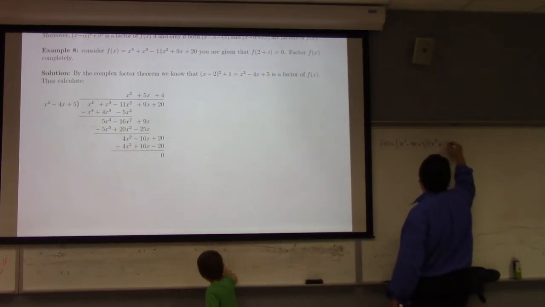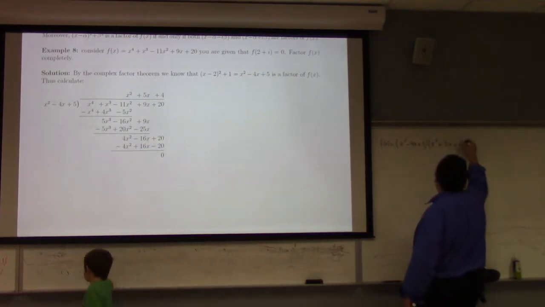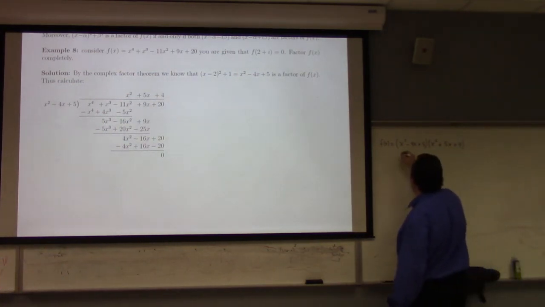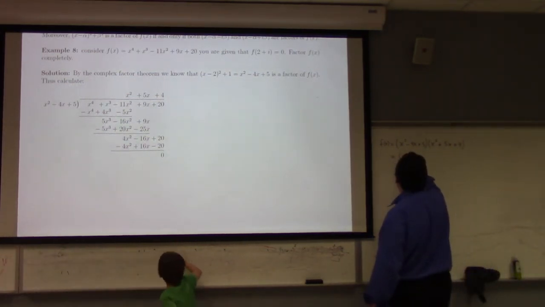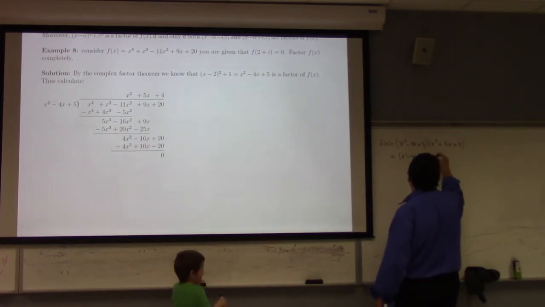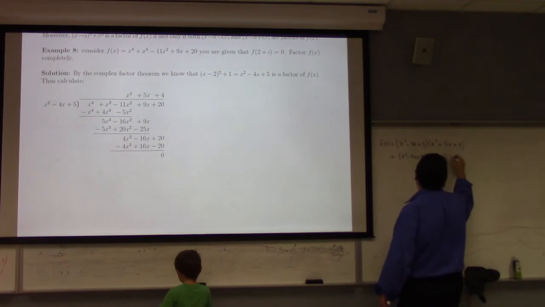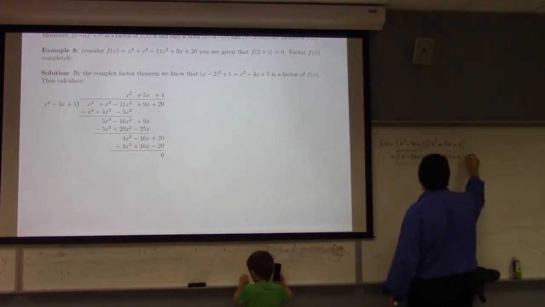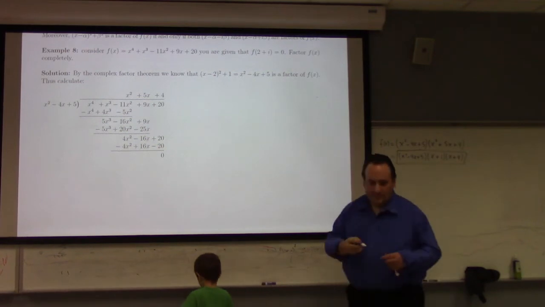Because x squared plus 5x plus 4, we don't need completing the square to understand that. We can straight up factor. So we've got x squared minus 4x plus 5, which again is prime. And then we've got x plus 1 times x plus 4. And so there you go. We have factored f of x completely right there.